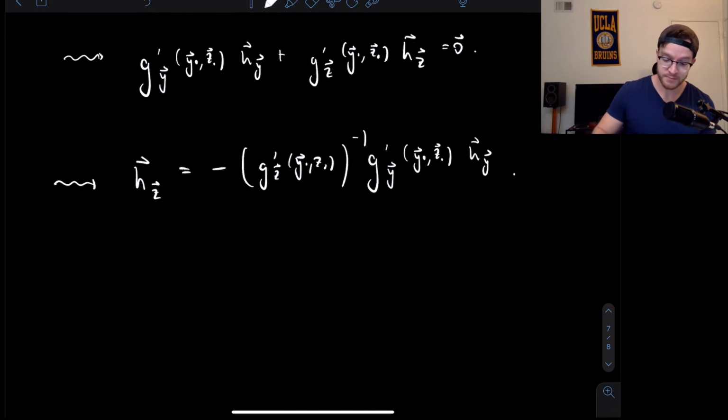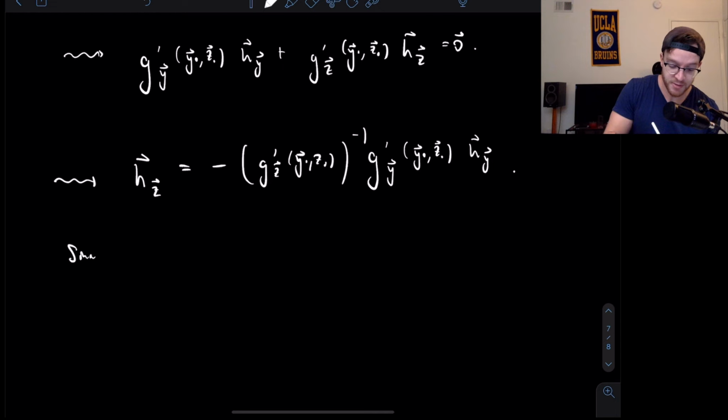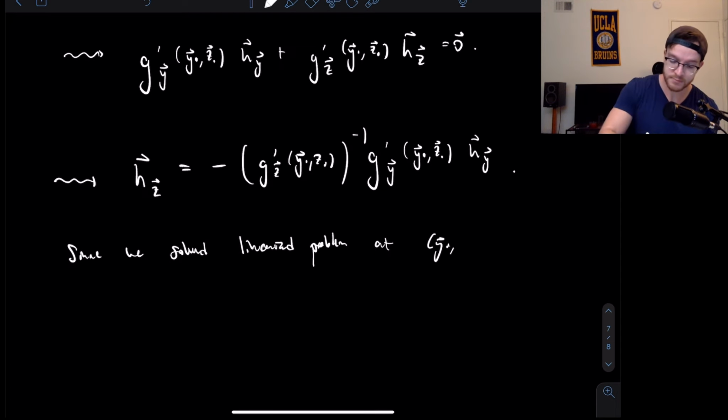Therefore, I'll write down the general philosophy that I described at the beginning of the proof idea. So since we solved the linearized problem at the point of interest, by this philosophy of calculus or whatever, locally we can solve the nonlinear problem.